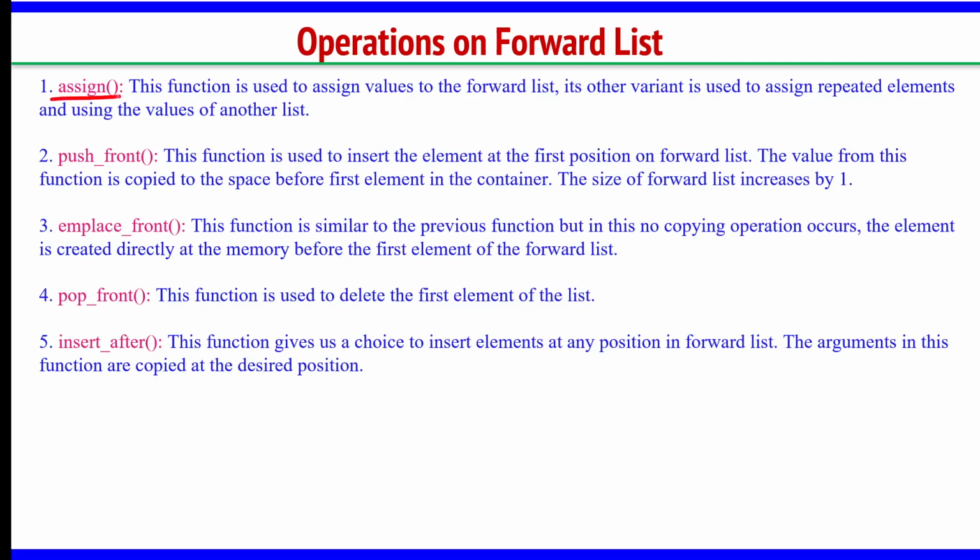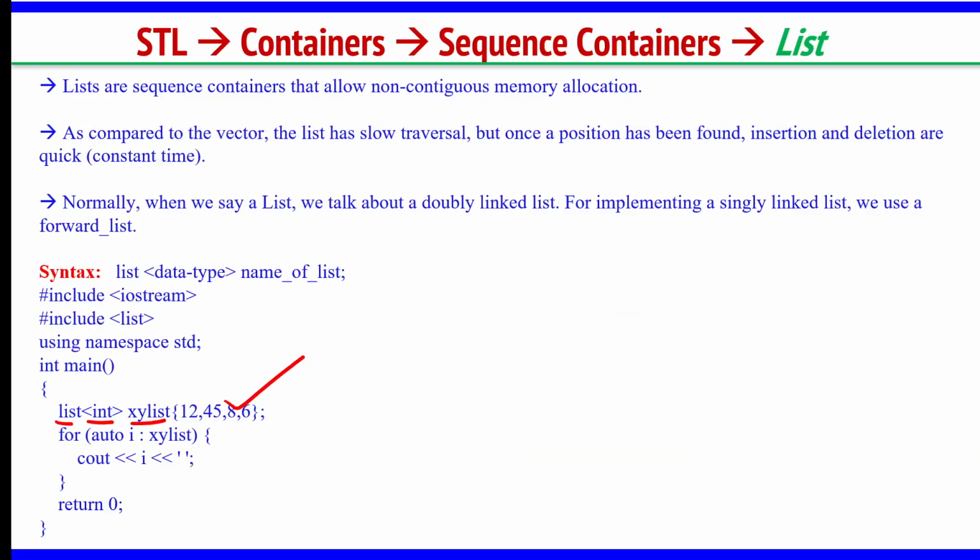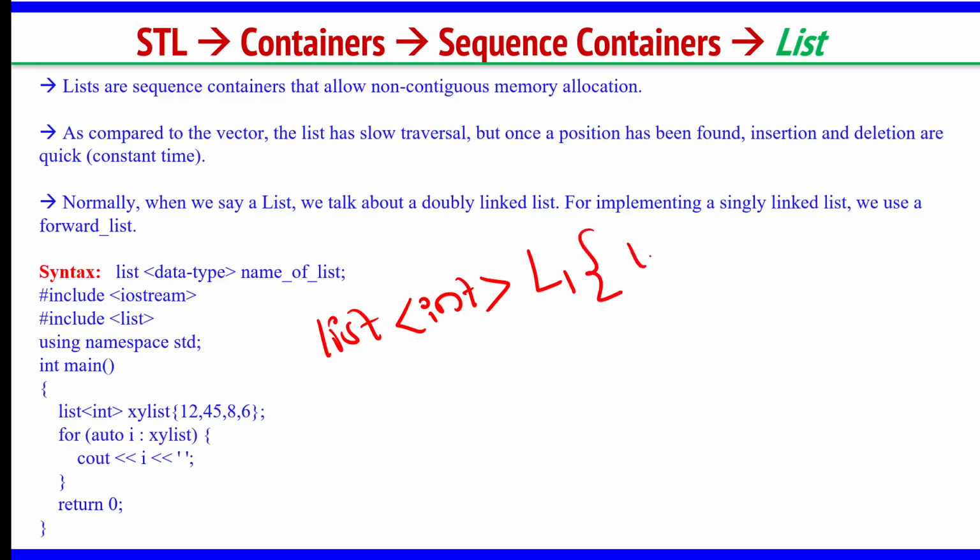Let us see some operations that can be performed on the forward list. Assign is a new function here, we have not seen this before in those four containers. It is used to assign values to the forward list. Sorry, I missed it here. For list you can assign values like this. See the syntax of list: the data type integer, the list name L1 for example, and in flower brackets I can give values here itself like this.